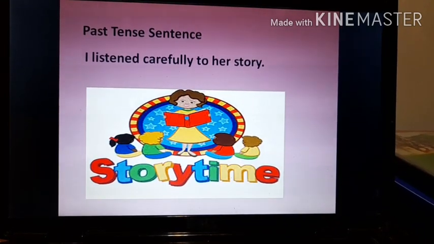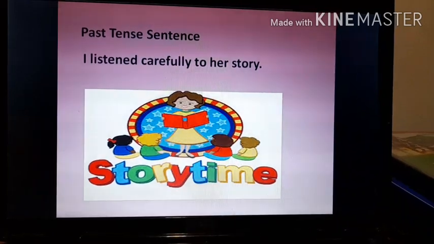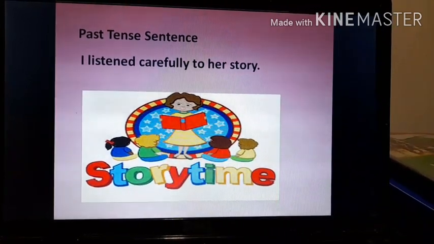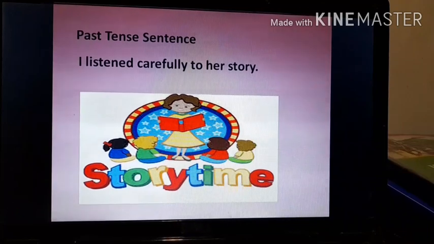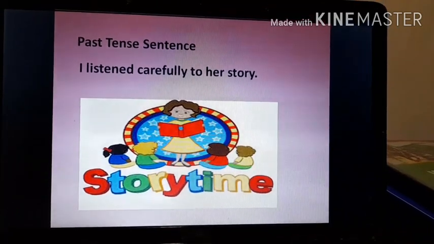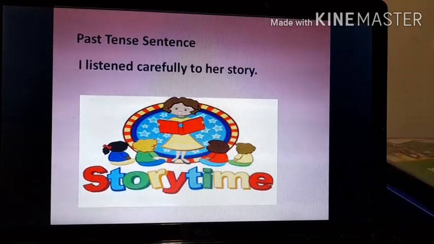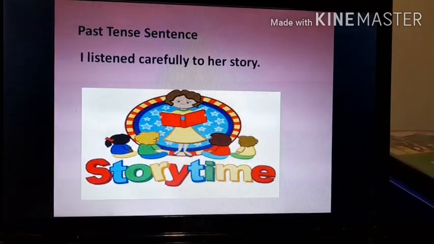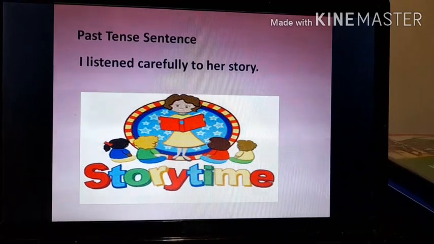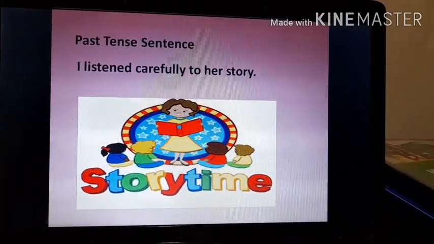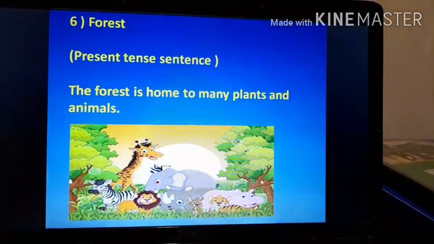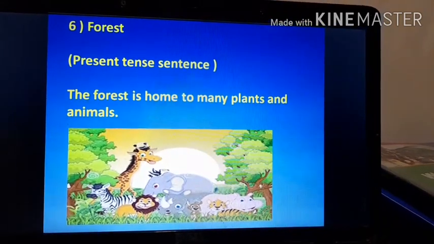The sentence is in past tense, as the form of the verb which I am using here is listened. I'm adding ed at the end. So, I listened carefully to her story. It's a past tense sentence. Now, coming to the next word, which is forest.